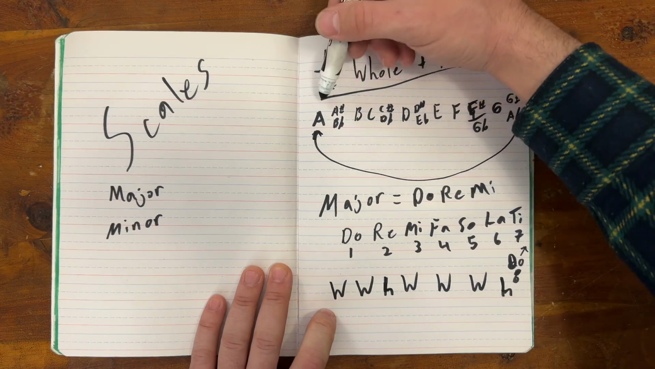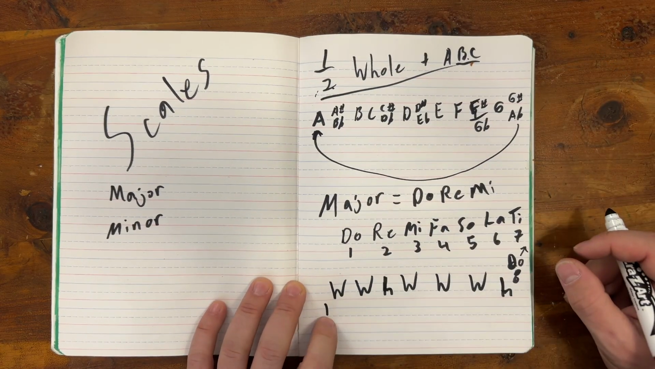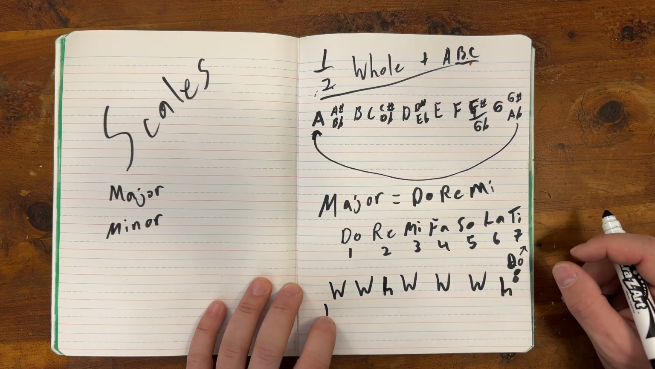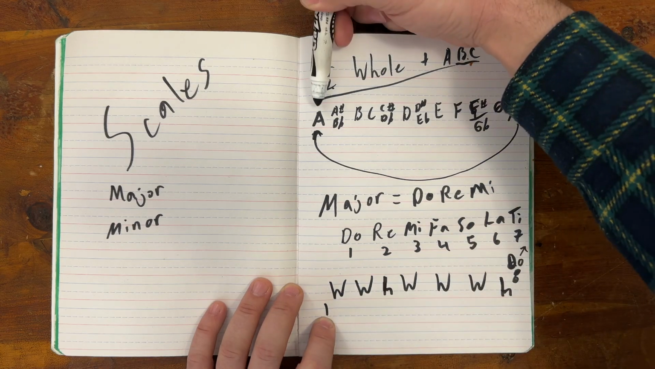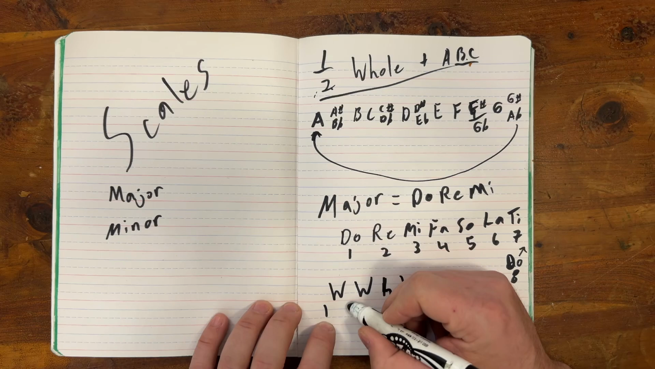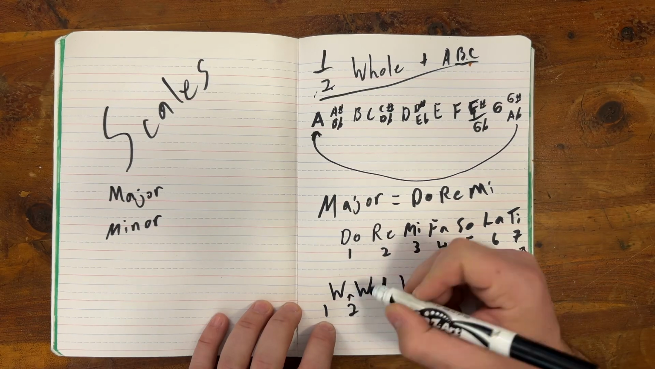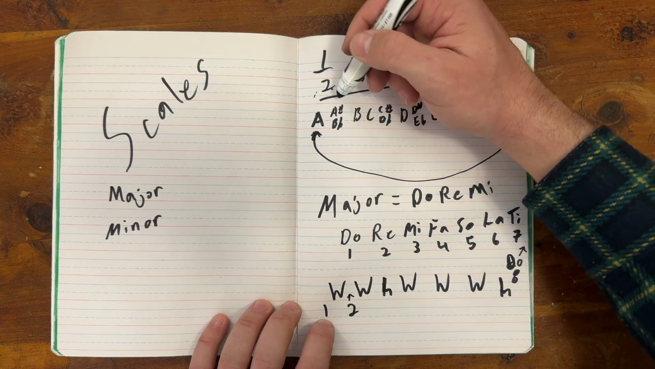Let's start here at A, okay? The first letter we use, the first note we use, is going to be what key we're in. So if you're in the key of A, you start on A. How about the second note? How do we get to the second note? That's going to be right here. Well, in between the first note and the second note, that's going to be a whole step.